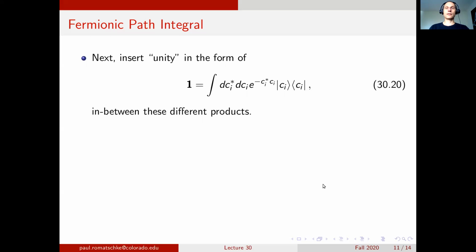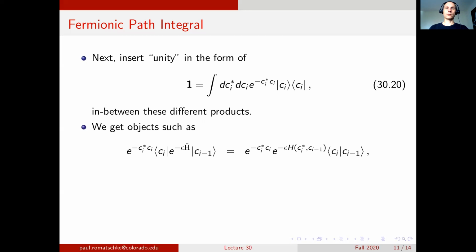Next, we insert unity in the form of this completeness relation in between these different products, where I here is the number of the insertion that we use. If we do that, then we have to consider certain objects that appear in this product. These objects are of the form given in this equation here. So they are expectation values of e to the minus epsilon Hamiltonian in between state Ci minus 1 and state Ci.